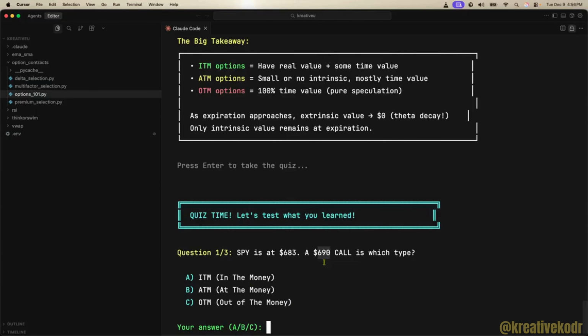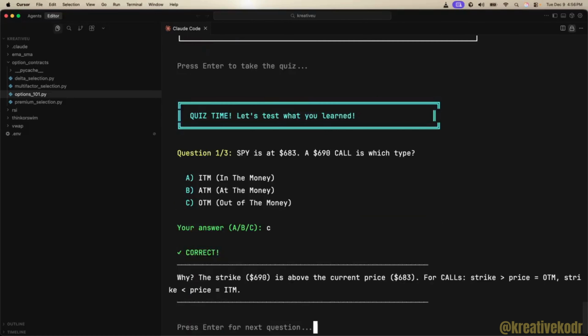So it's not in the money. It's not near the option contract. So it's a bit out of the money. So what we're going to say is C. Did we get it right? Gucci. So the strike price is 690. This is above the current price. For calls, the strike price being greater than the price equals out of the money. And then the strike price being less than the price equals in the money, right?